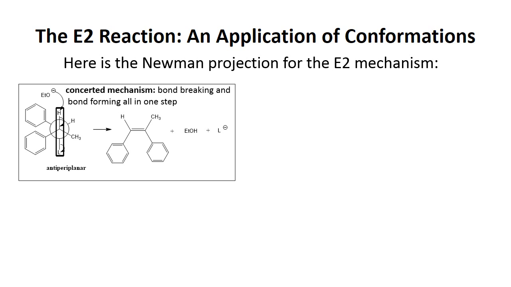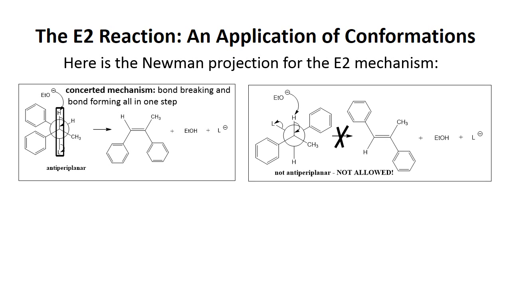If we try to get the benzene rings to be as far away from each other as possible, then if we rotate them into a position in which the leaving group and the beta hydrogen will now be 60 degrees from each other, that doesn't work. That's not anti-periplanar, and thus it's not allowed for an E2 reaction. The question is, why? Well, we have to look more carefully at the nature of the sigma bond.